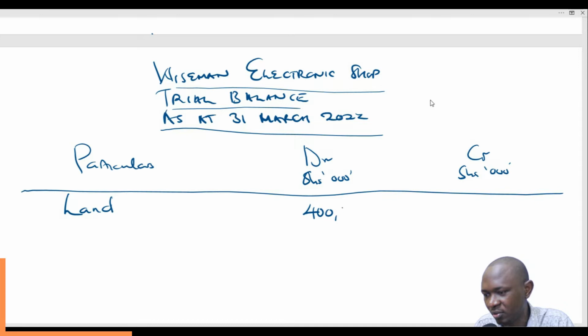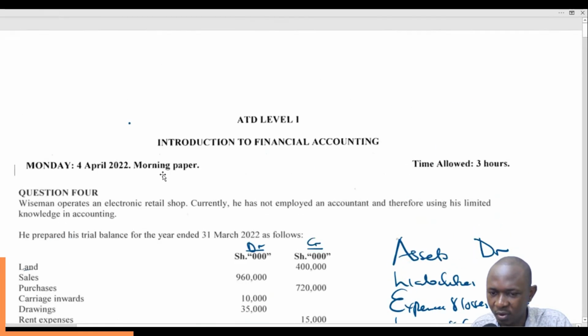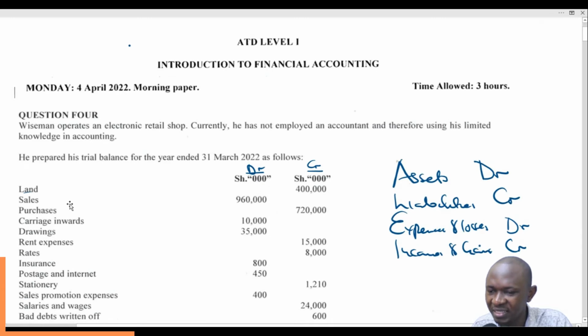So 400,000 on the asset side, just like that. Then we got the second one, sales. Sales is basically money. This is stock that is leaving the organization. So we are losing stock, so it appears on the credit side, because these are stocks that are leaving the organization.